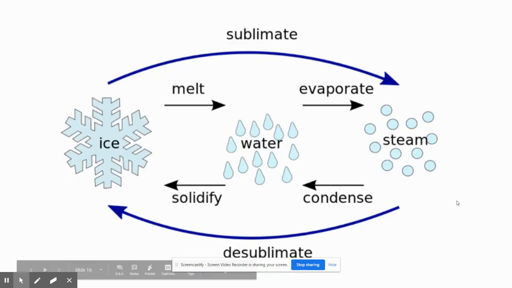So here's an overview of what we just talked about. If we go from ice to steam, ice has a melting point, turns into water, it evaporates or vaporizes, turns into steam. We're adding energy as we go in this direction. If we go the reverse direction, we're taking away energy. So if we have hot gas, we take away energy, it condenses into water, and once we take away energy from the water, it will freeze or solidify into ice. If we go directly from ice to steam, we have sublimation. If we go from steam to ice, we have desublimation.